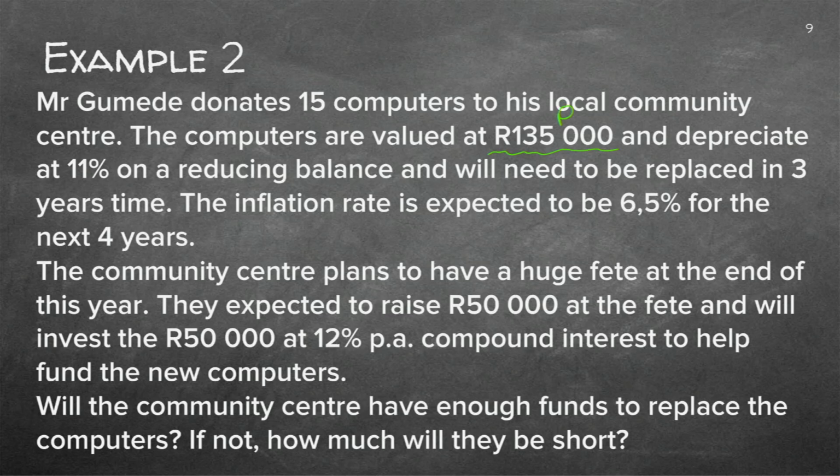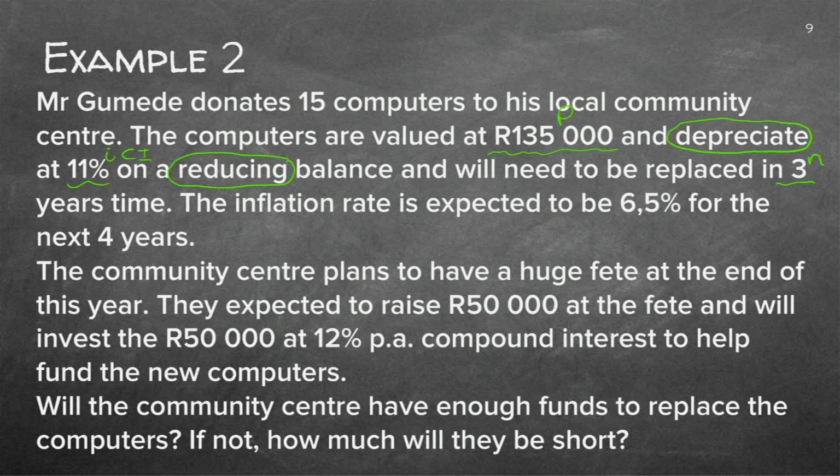Mr. Gumede is buying them now, presently, but it depreciates at 11%. So that is your I on a reducing balance. So you agree with me? Compound interest. Very important, because if they didn't say reducing balance, they should have said simple, and then it would be the simple interest formula. Good. And it will need to be replaced in 3 years' time. So there's your N.